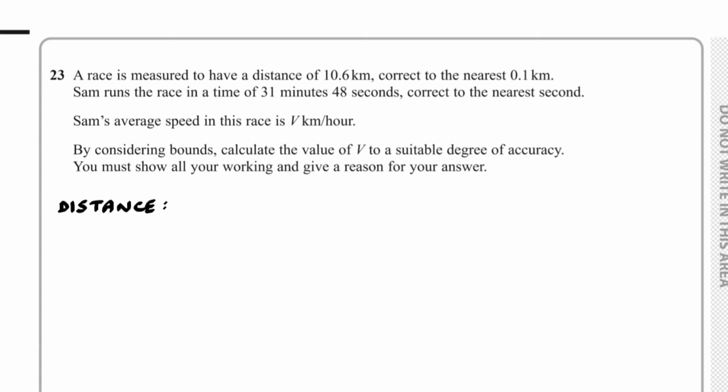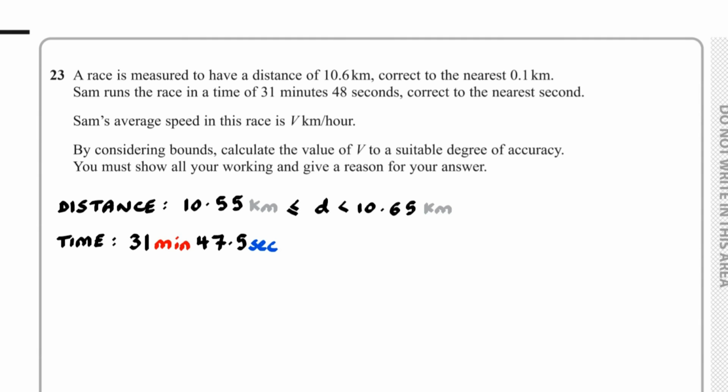So, if we consider the distance, the lower bound is 10.55 kilometers, the upper bound is 10.65 kilometers. If we can now consider the time, well, so far we've got 31 minutes and 47.5 seconds for the lower bound. For the upper bound, we've got 31 minutes and 48.5 seconds. We can convert all this into just minutes, and then we can convert it into hours, because our final answer needs to be in kilometers per hour.